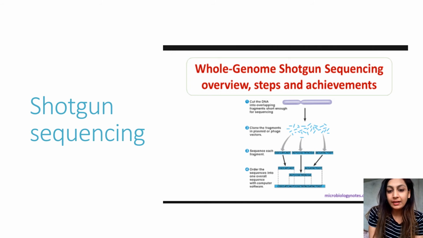Later on, each of the fragments are sequenced and they are put into order using a computer software. So this way we have the whole genome sequenced of multiple organisms present in the same sample.